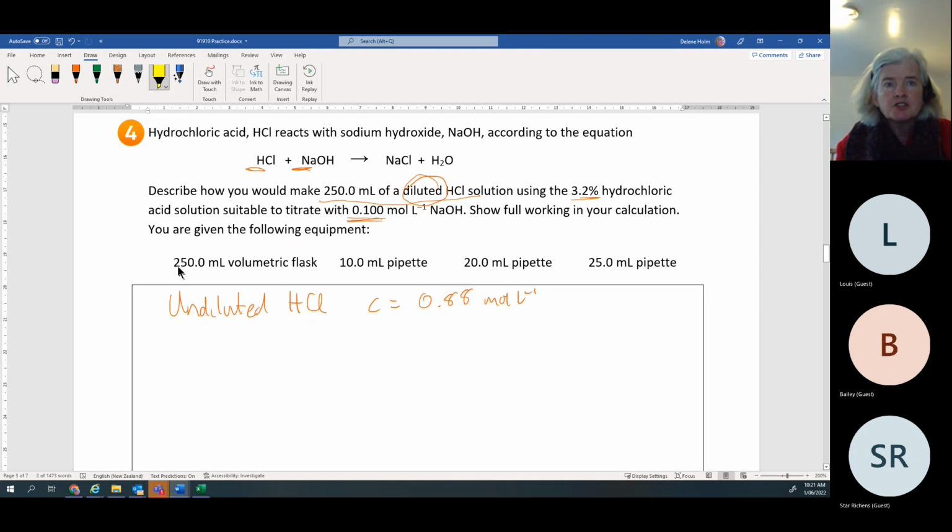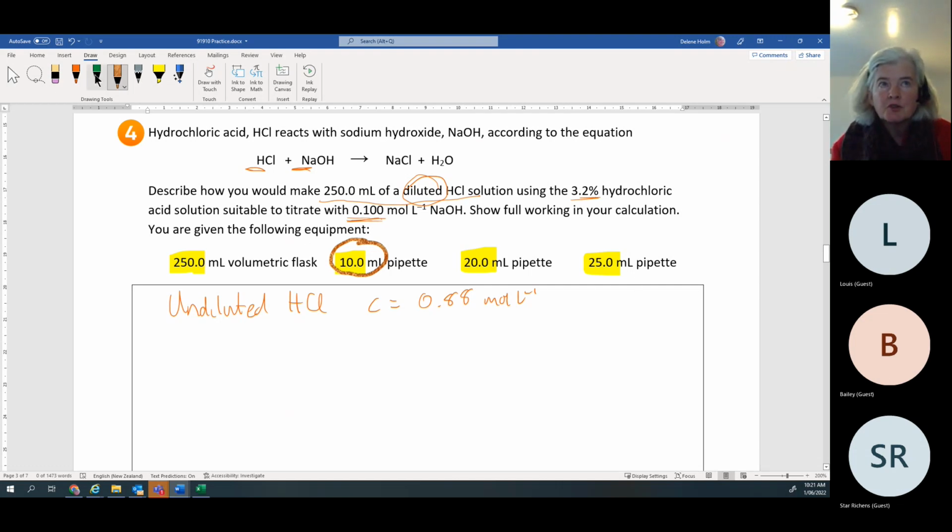Now, you are only given certain equipment. So which one of these will give more or less the closest ratio? There are two options I can use, but let's start with the one that I definitely can't use. Can I use 10 milliliters of my undiluted solution and dilute it up to 250? Will that get my diluted HCl diluted about 10 times, or will it dilute it more than 10 times?